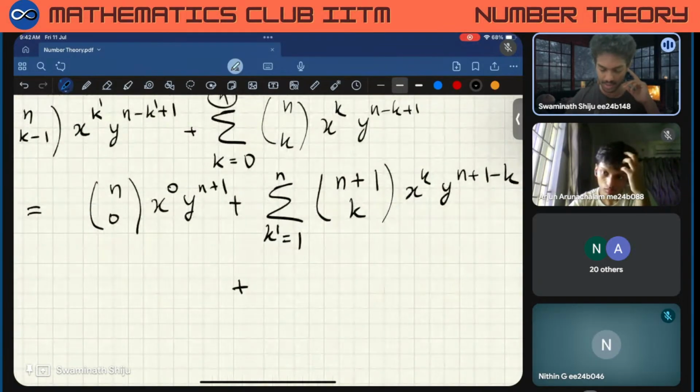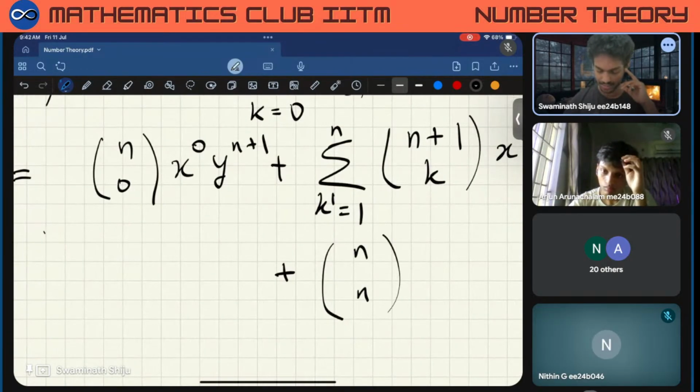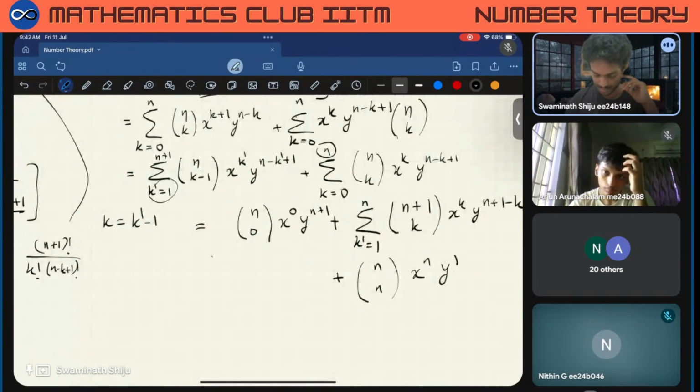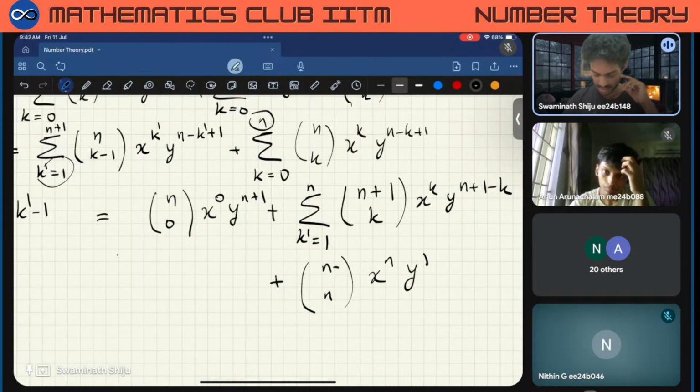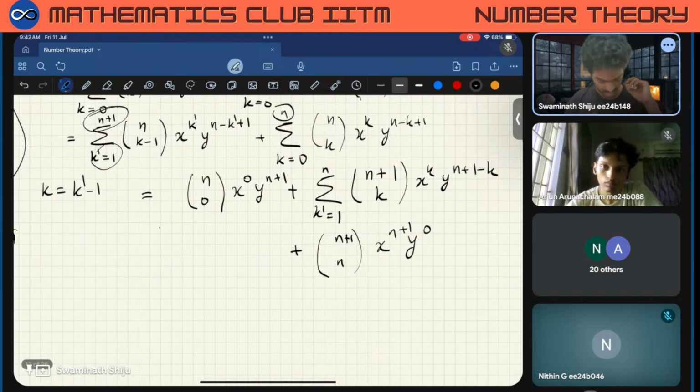And the last term will also be outside, will be like this: n choose n, x power n, y power, it's n plus 1. Yep, that's the n plus 1 term from here. N plus 1, so k is n plus 1, yeah, and then y is 0. Y is 0, right? N plus 1 to the power, wait, plus 1.